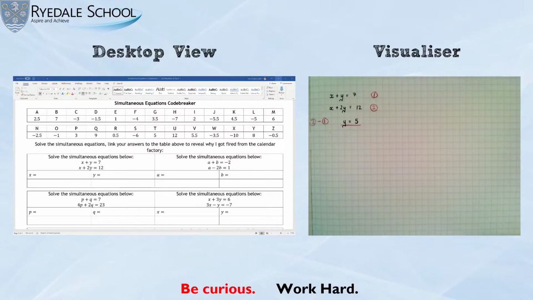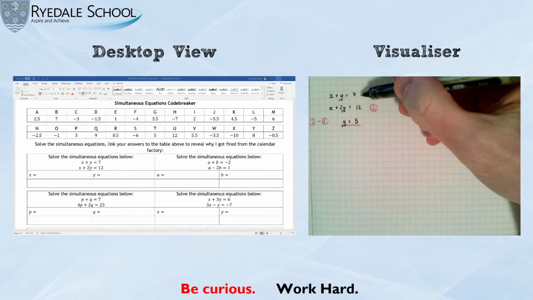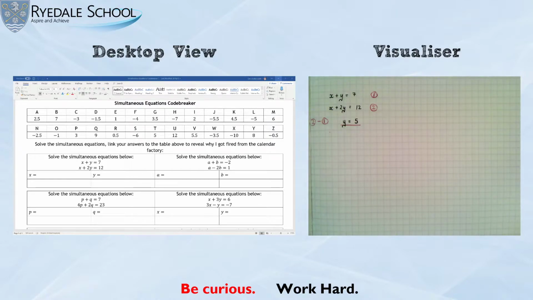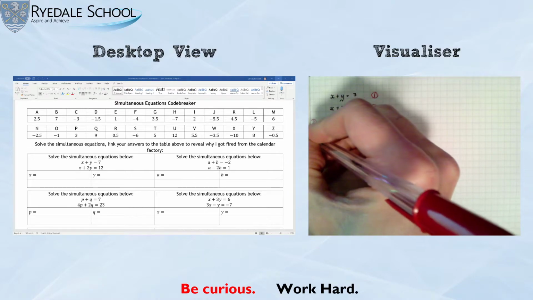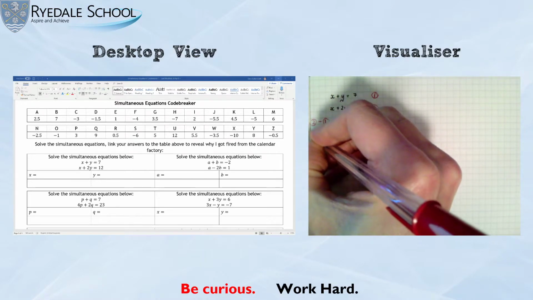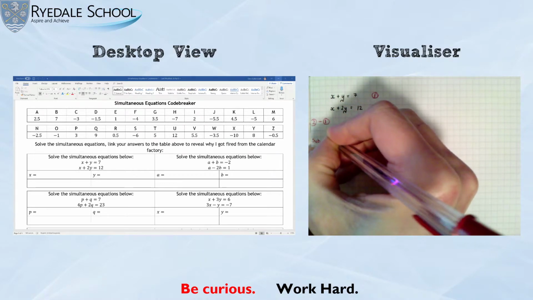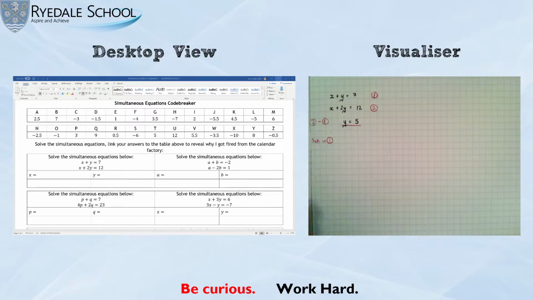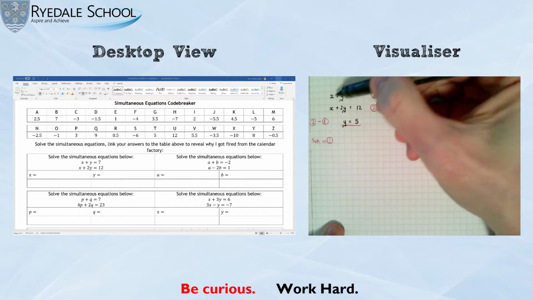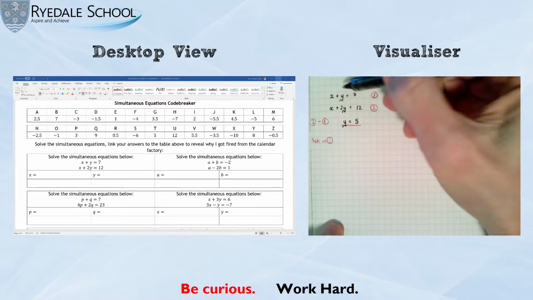The next process is then to substitute the fact that you know y is 5 into one of the equations and get the x value. And I always try and substitute into what looks the easier of the two equations to substitute into. So I'm going to substitute into the top one. And to make it clear that is what I'm doing, I will write sub in 1. So everyone knows which equation I'm using for the substitution.